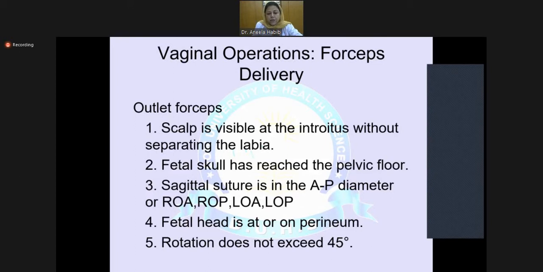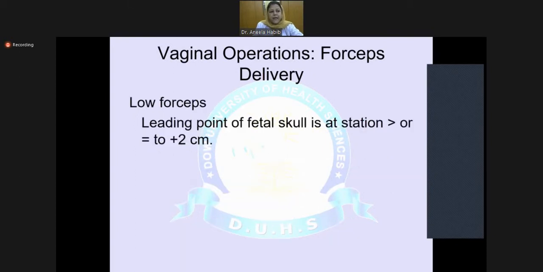Okay, now you need to spread apart the legs of the patient and put the patient in lithotomy position, just to see where the presenting part is and what the sagittal suture is. If the fetal head is at the perineum, then you can apply the outlet forceps. The presenting part is at station +2 or more. +2 means 2 centimeters below the ischial spines, and you can see the fetal head easily even without parting the labia.